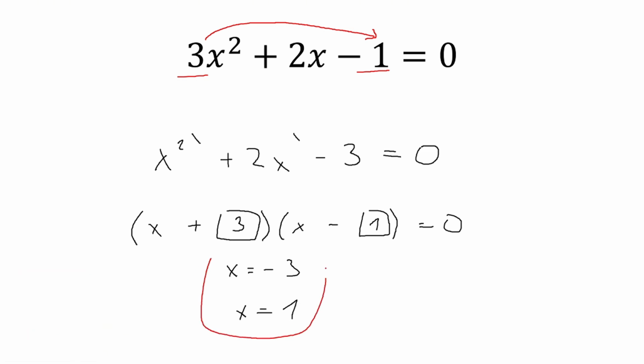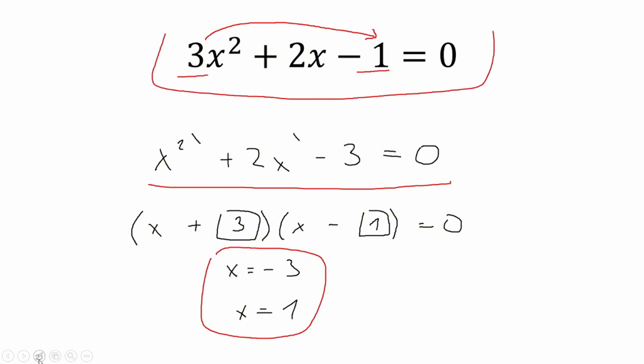But that's not the full story. These are the solutions to the equation x squared prime plus 2x prime minus 3 equals 0, not to the original one. So what you're going to do is divide both of these solutions by the quadratic term, which is right over here. So x1 would be negative 3 divided by 3, which is negative 1, and x2 would be 1 over 3, which is equal to 1/3.